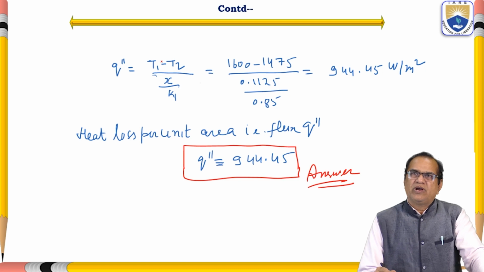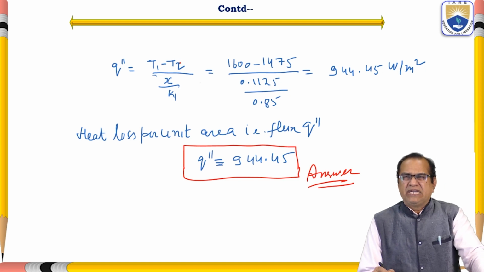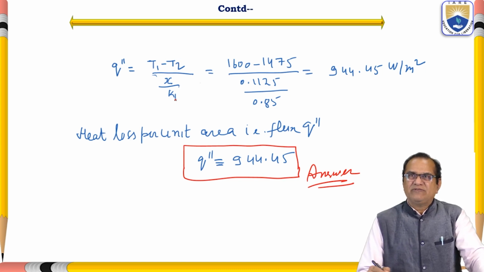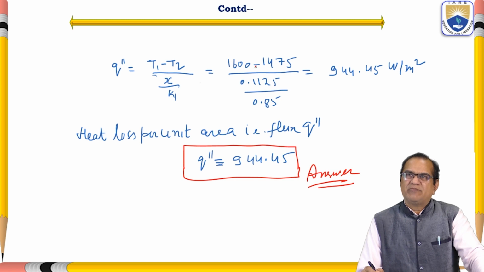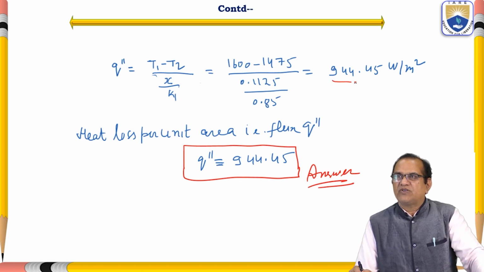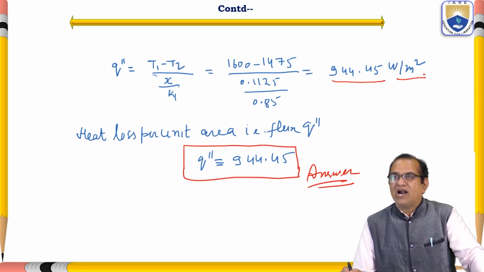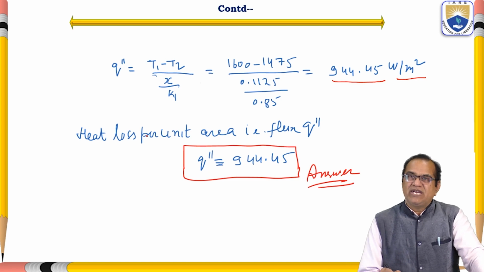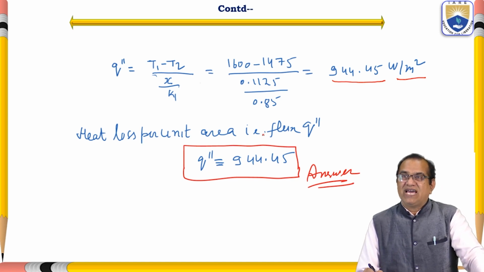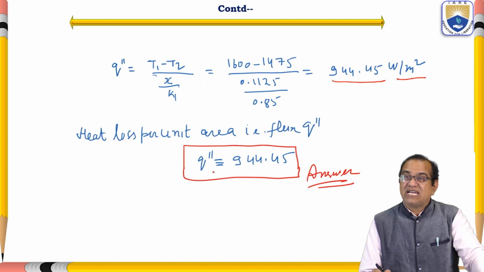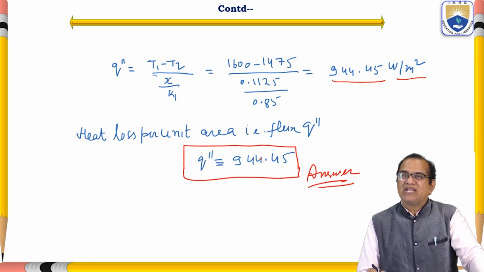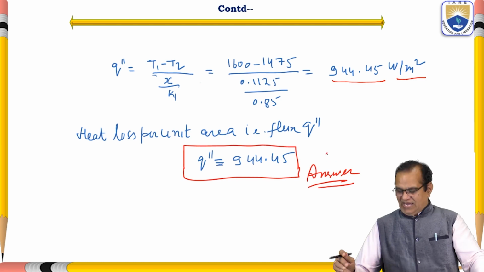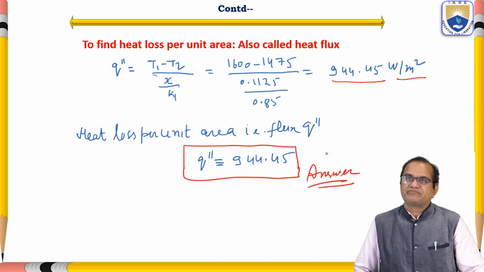Flux is equal to T1 minus T2 divided by X by K1. So here 1600 minus 1475 divided by 0.1125 by 0.85, you will get 944.45 watt per meter square. So heat loss per unit area is the flux. So this heat loss per unit area, you will get 944.45. So this is the answer for the problem.